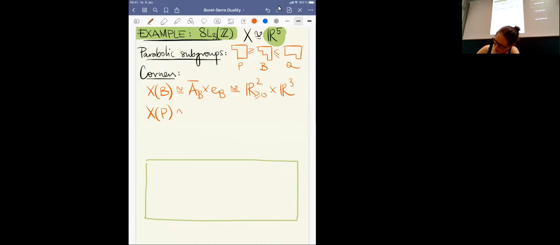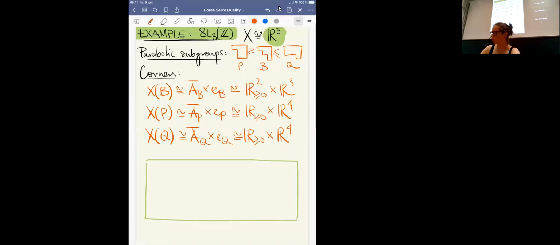For P, we have this product, and here we only have one copy of the non-negative real numbers, because we just have two blocks. So we have two blocks minus one, and here we'll get this four-dimensional Euclidean factor. And for Q, it's the same thing, because we only have two blocks. So these two corners look the same according to this.